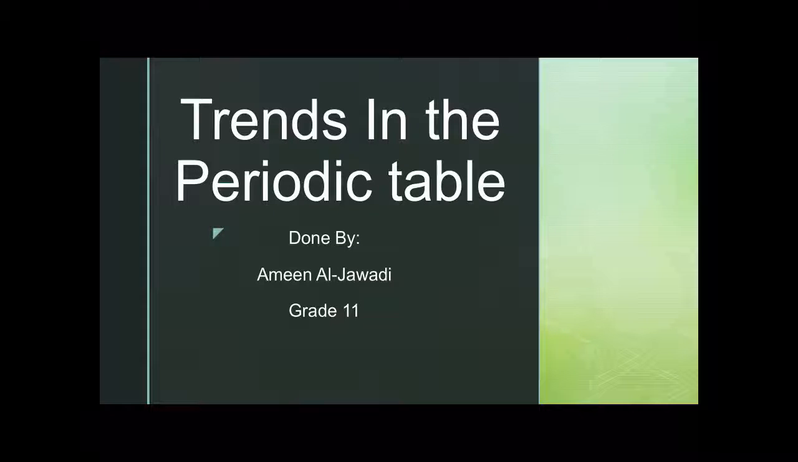Hi, today I will be explaining the trends in the periodic table. This video will include atomic radius, ionization energy, electronegativity, electron affinity, metallic trends, and how all these trends are affected by the shielding effect, effective nuclear charge, and Coulomb's law.